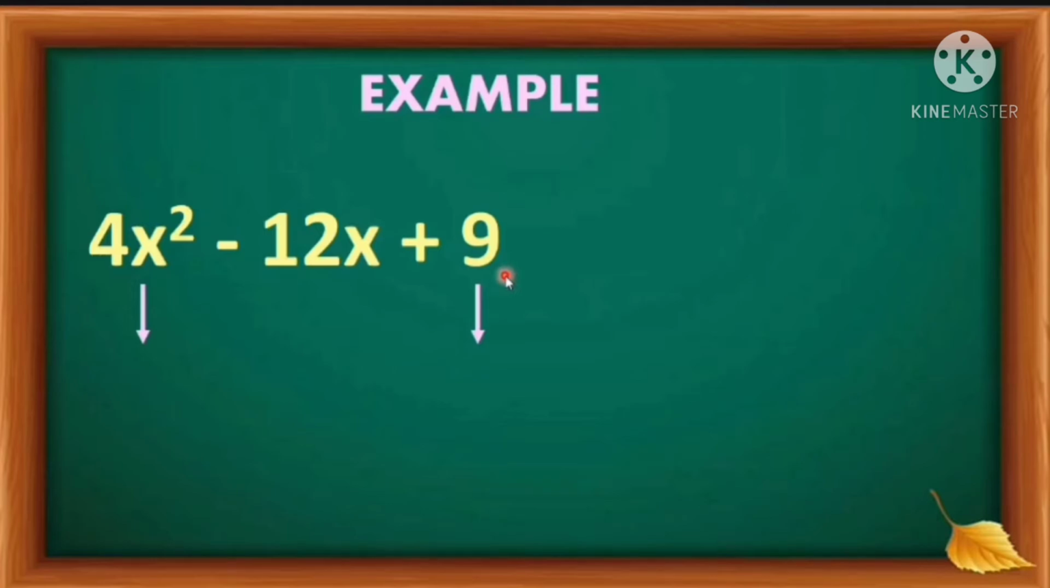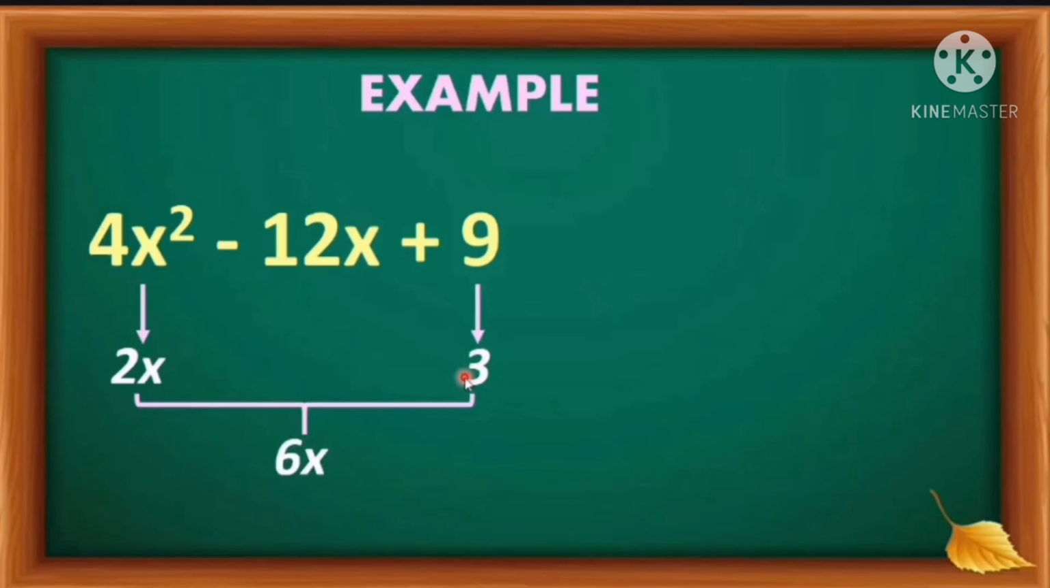So therefore, what we need to do is to get the square root of the first term. The square root of 4x squared is 2x. The square root of 9 is 3. And then multiply them. 2x times 3, that would be 6x. And then take note, the middle term should be twice the product of the square root of the first term and the third term. So twice, meaning yung 6x will be multiplied by 2. 6x times 2, that is 12x. So really, this given trinomial here is a PST, or perfect square trinomial.